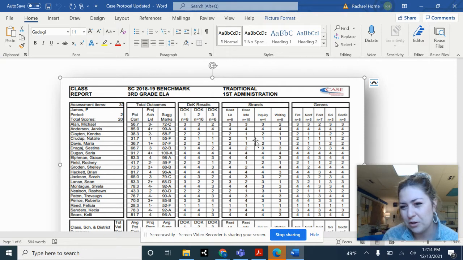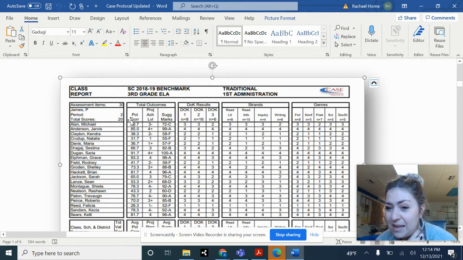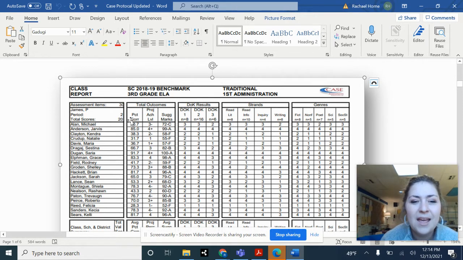I want to make sure that everybody's on the same page as far as language with the Case 21 report, and knowing how to access all that it gives you. So let's start here on the far left under the total outcomes section. On this first part, it says percent correct. That is as it seems, what percentage correct.